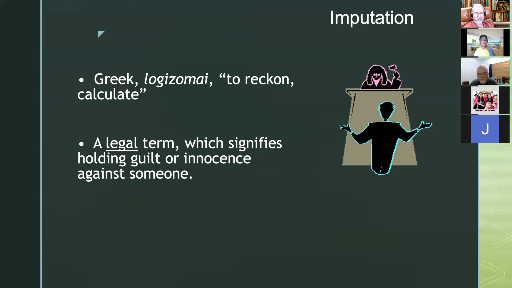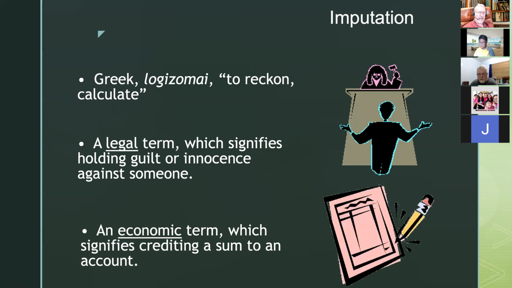He's not making the individual guilty. He was guilty already. He's not making the individual innocent. He's innocent already. The judge simply recognizes the truth based on the evidence and the argument. In economics, the term signifies a crediting of a sum to an account. So if a friend gives me 1,000 pesos and he sends it to my bank account, I should be able to look on the computer and see that 1,000 pesos has been credited or imputed to my account.